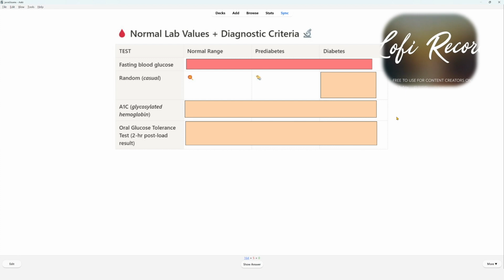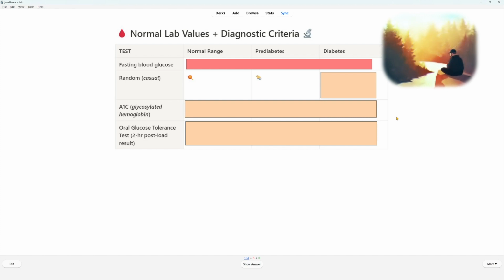Fasting glucose, 70 to 110, 110 to 160, over 200. Way off. Under 100 for fasting, 100 to 125 for pre-diabetes, 126 or higher.